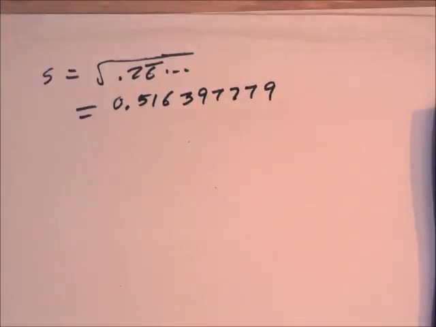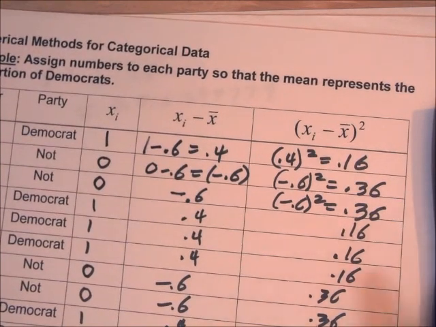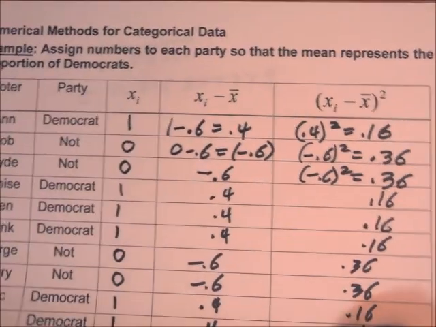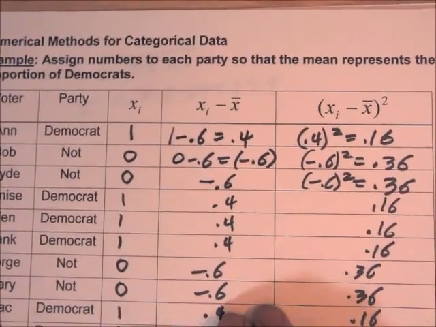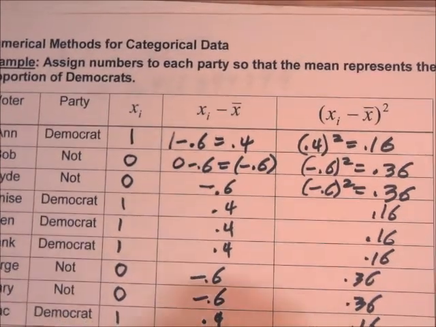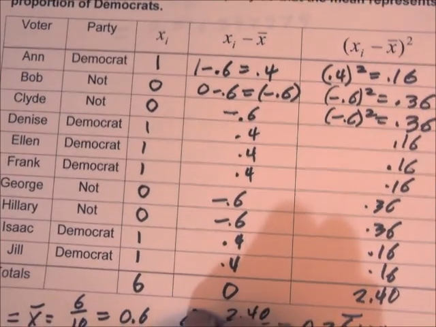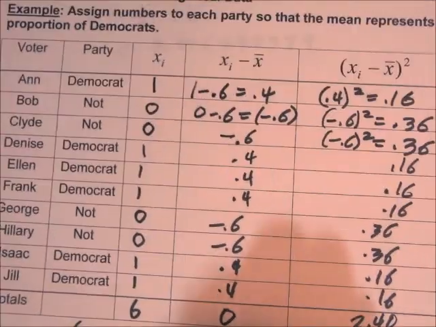So if you have categorical data, if there is a way to assign numbers to the values of the variable in a meaningful way, then you can compute the mean and variance and standard deviation for that data set. And that concludes this presentation.